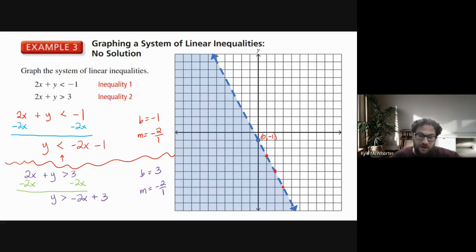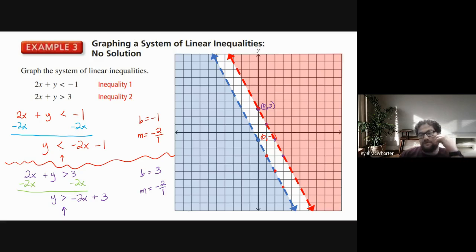So we would start at our y-intercept of 3, and so that would be the point (0, 3). And then our slope is -2, so we would go down 2, right 1, down 2, right 1, down 2, right 1. And then we're going to have to do a dashed line because we don't have the equal to sign underneath here. And we're going to shade above because this is y greater than.